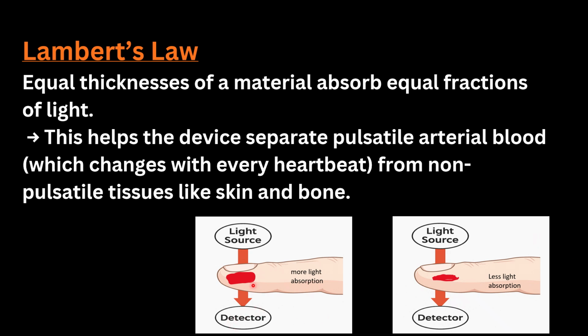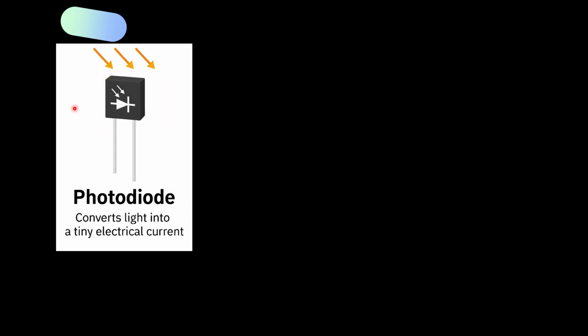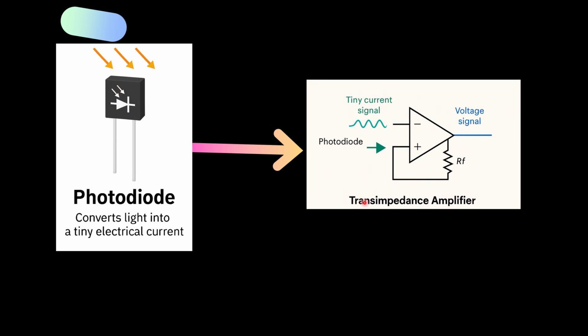Now we can see what happens after the light from the LEDs reaches the detector. This is a photodiode. What does it do? It changes the light into a tiny electrical current. From the photodiode, it passes through a transimpedance amplifier, which converts the tiny current signal into a voltage signal. So first light is converted to a current, then the current signal is converted to a voltage signal.